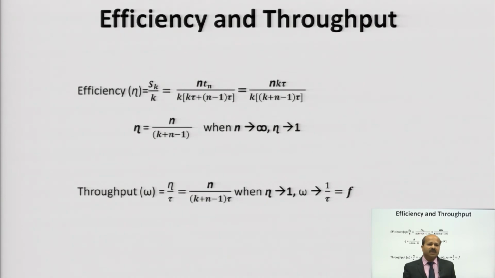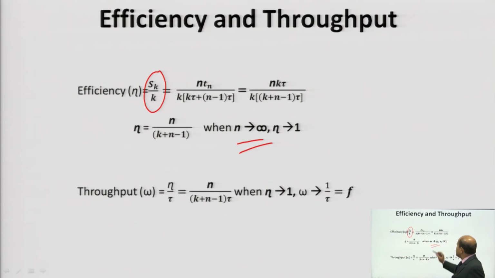Next is efficiency. Efficiency is nothing but the speed up factor divided by k. So, if you calculate this, this will come as n k tau upon k times k plus n minus 1 times tau, and the efficiency will be maximized when we consider an infinite number of instructions. When we consider a large number of instructions, we can see the efficiency is 100%. 100% efficiency will be produced by the pipeline system.